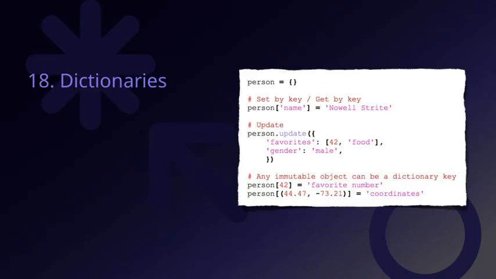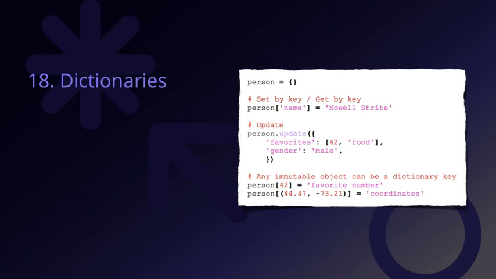Let's take a closer look at dictionaries. Dictionaries are a fundamental part of programming because they allow us to store data in key-value pairs. Think of them as a real-world dictionary where you look up a word and get its definition. In programming, the key is like the word, and the value is the definition or the information linked to that word.